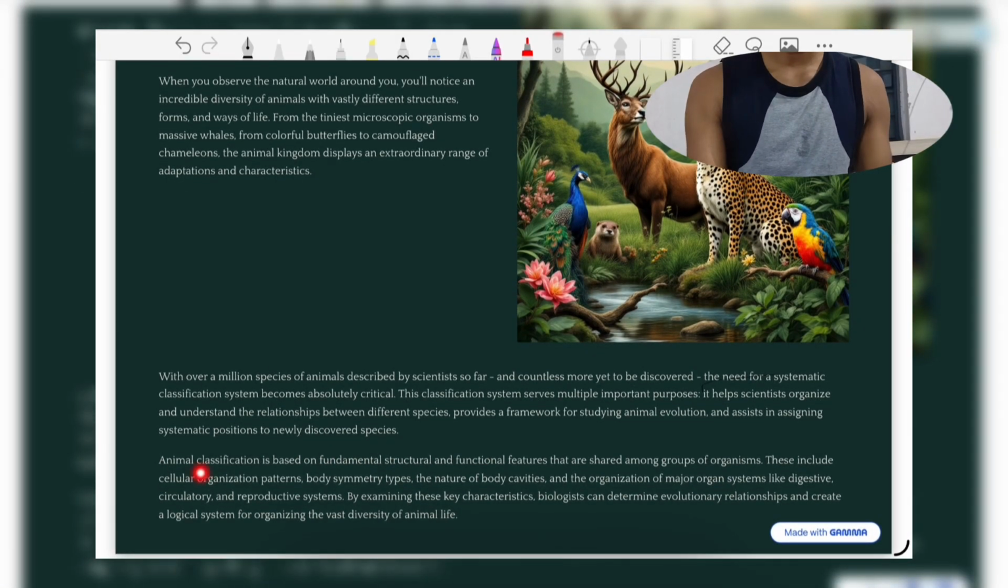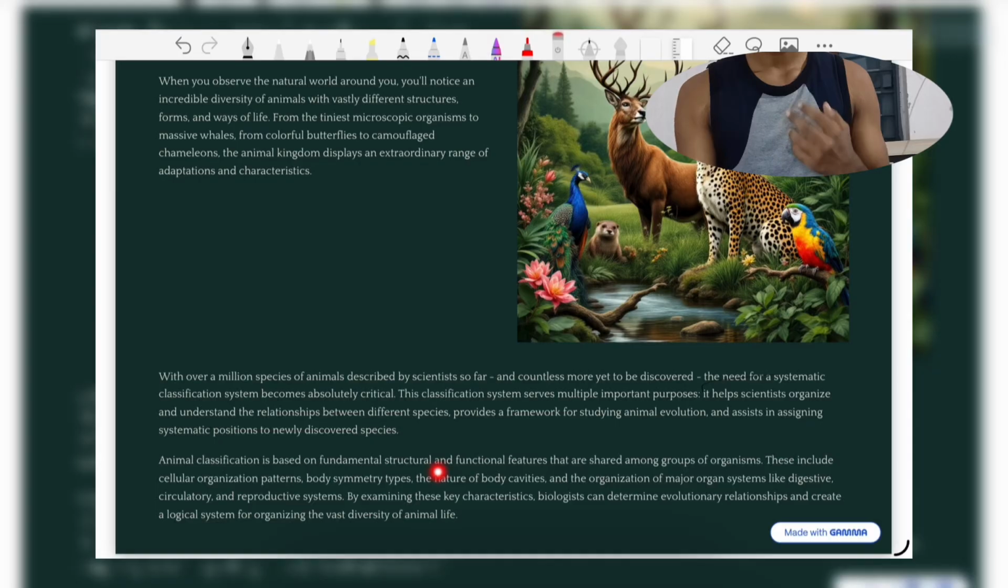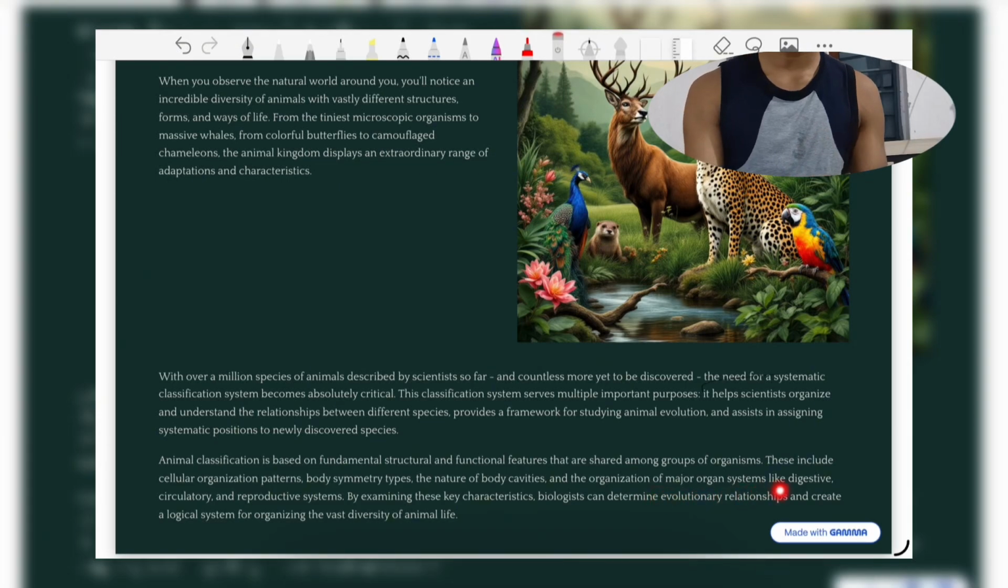Animal classification is based on fundamental structural and functional features that are shared among groups of organisms. These include cellular organization patterns, body symmetry types, the nature of body cavities, and the organization of major organ systems like digestive, circulatory, and reproductive systems. By examining these key characteristics, biologists can determine evolutionary relationships and create a logical system for organizing the vast diversity of animal life.